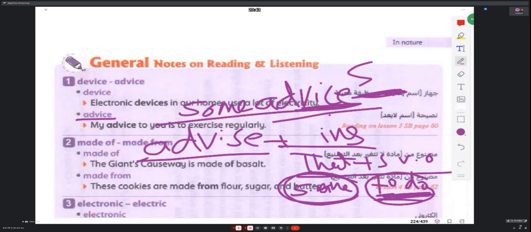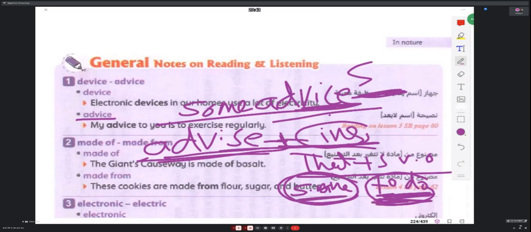He advised me to study, but he advised studying. If the verb comes directly after advice, we use it in -ing. He advised studying hard, or he advised me to study hard, to study hard because we used me. He advised me to study hard.